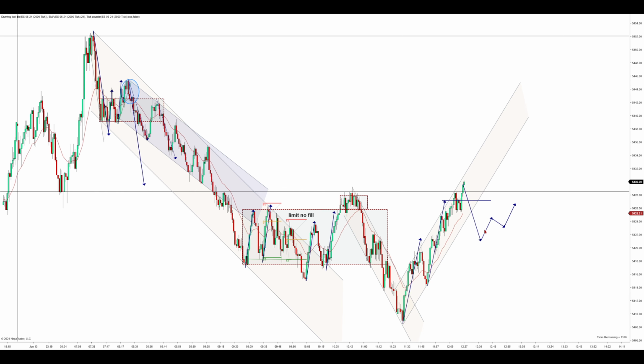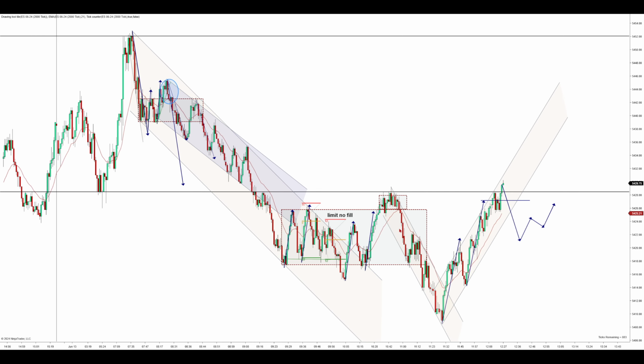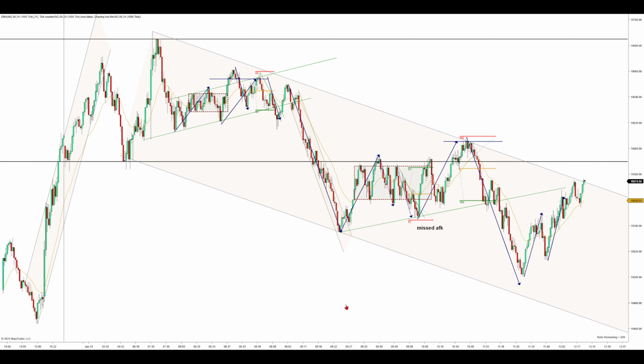And of course, if this setup forms, it would be confluent with this uptrend, because this uptrend would have a break, first attempt higher, second attempt higher, and then we can look for the failure. So that's what I'd be looking for here, but I'm going to be done for the day after this video. So anyway, here's over to the NQ.